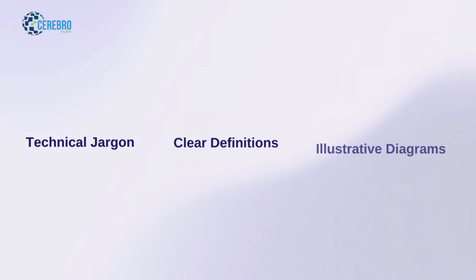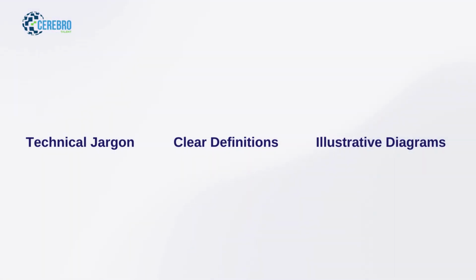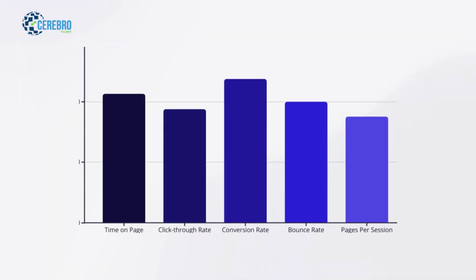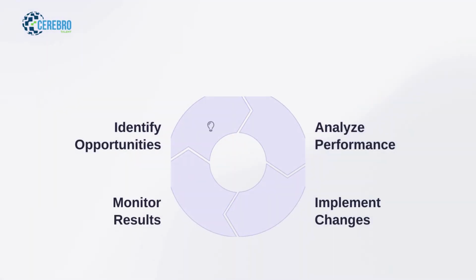With clear definitions and illustrative diagrams, we break down complex jargon into manageable ideas. Visual charts will help you see how each metric contributes to understanding user behavior. This foundational knowledge is essential for making informed, data-driven decisions in your digital marketing strategies.